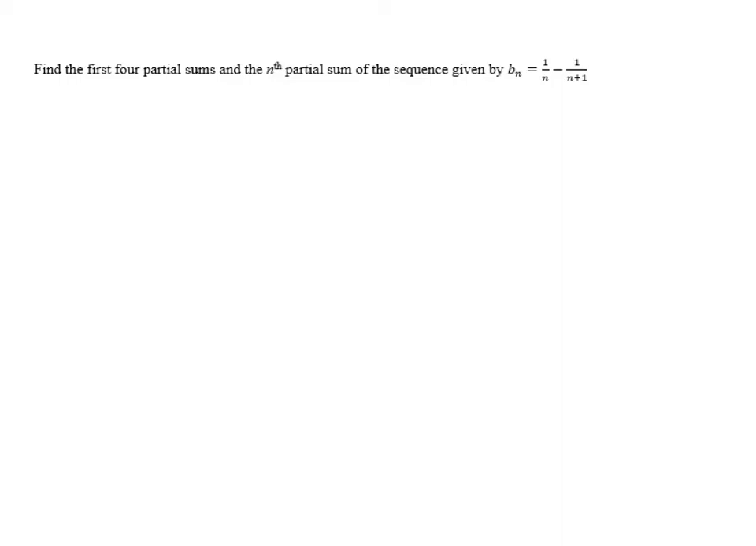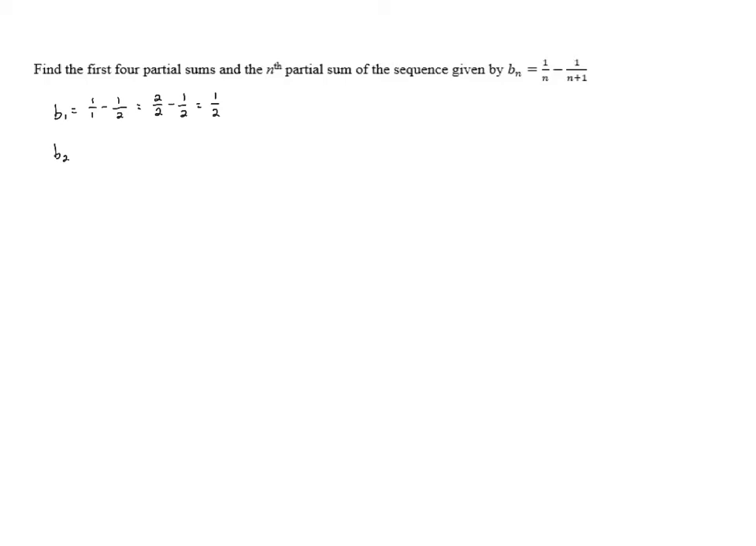The first term, b sub 1, we can find by putting in 1 for n. So b sub 1 gives us 1 over 1 minus 1 over 1 plus 1, which is 2. So we've got 1 over 1 minus 1 half. And if we wanted to, we could find a common denominator, 2 over 2 minus 1 over 2, which gives us 1 half for the first term.